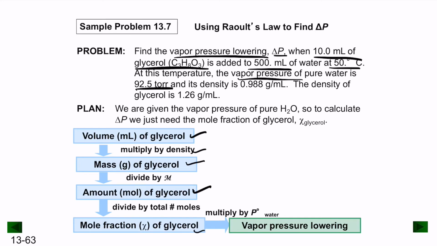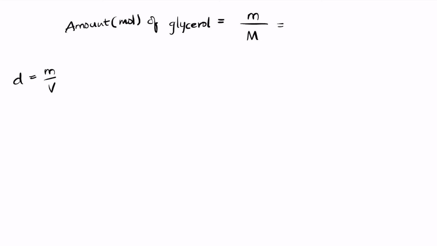So let's start with first finding the amount in moles of glycerol. That is mass by molar mass. But we do not know mass, but we know that density is mass by volume. So from this we can write mass as density times volume. So density times volume by molar mass.